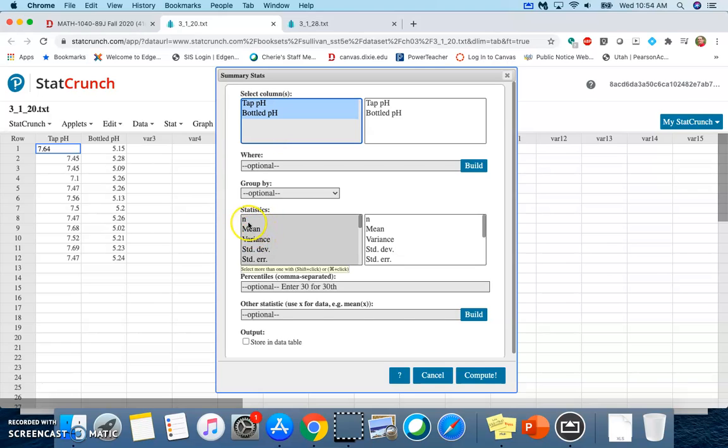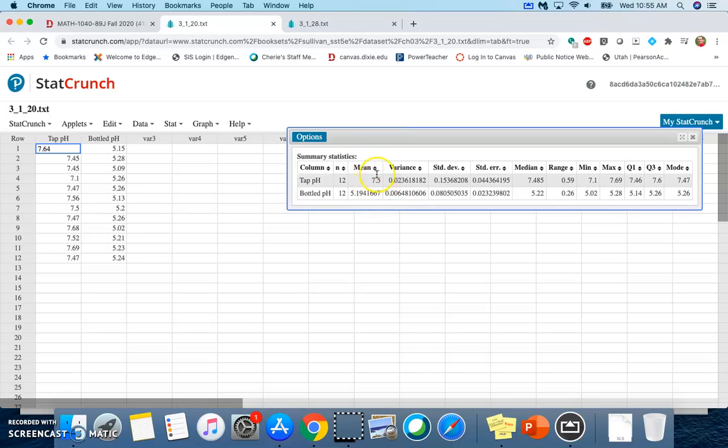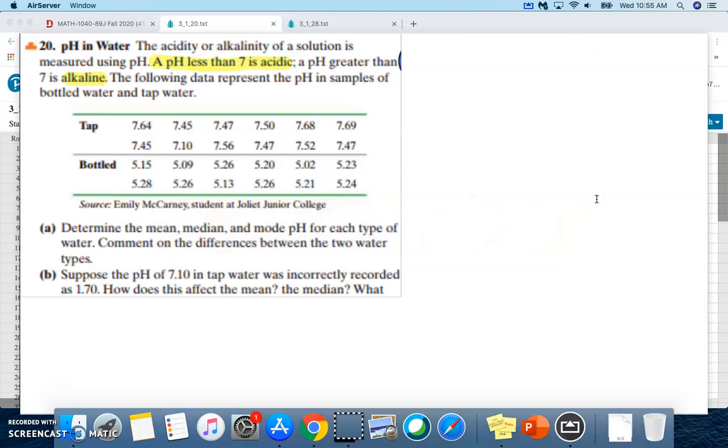If you look down here, we've got the mean. N is the number of entries, the mean, the variance, standard deviation, standard error, the median's in there. There's all kinds of stuff in here that we'll eventually learn about. And then I need to get the mode in here too. On a Mac, you're going to hold down the command key and click on mode, or on a PC, you can hold down the control key so that you keep all of these things highlighted. I'm going to compute, and now I've got the mean of the tap, the mean of the bottled, then here are the medians, and then at the end are the modes. So I'm going to jump over here and write those down.